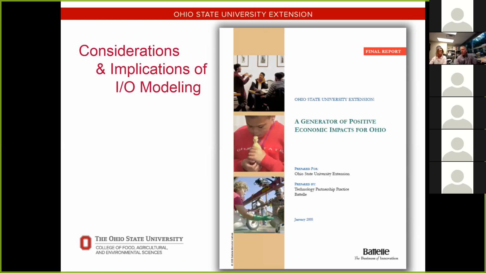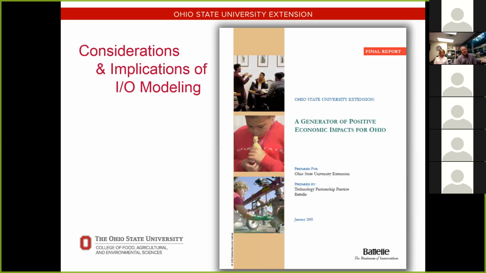And so Nancy talked earlier about surveying folks to find data. That data can be used then to inform the input-output model when there isn't existing data that's already part of the input-output IMPLAN data set. So I can recall being asked to share figures as part of this effort. But to make a long story short, we ended up with a report, and of course in the executive summary it said this is the amount of dollars that investment in Ohio State University Extension means to the state.